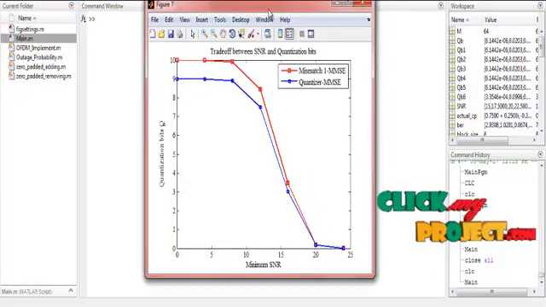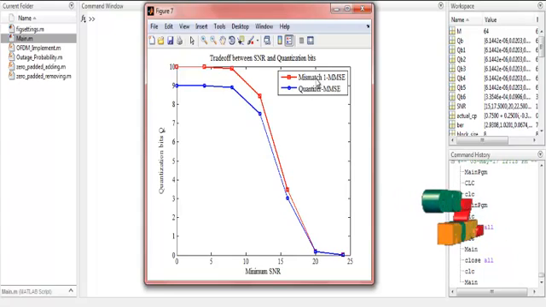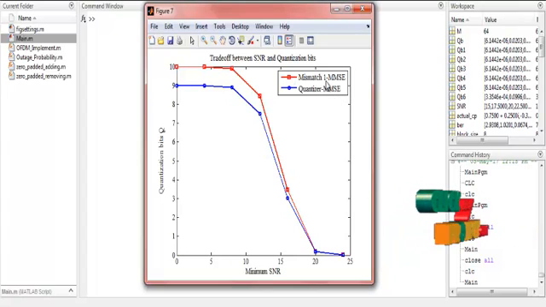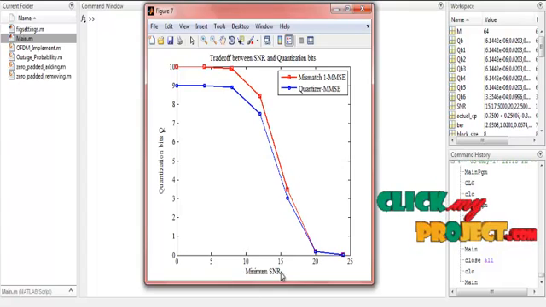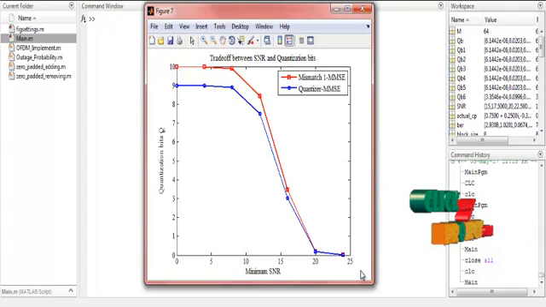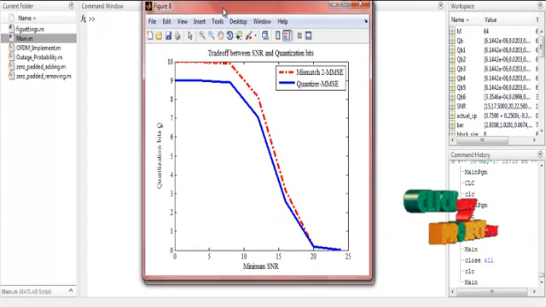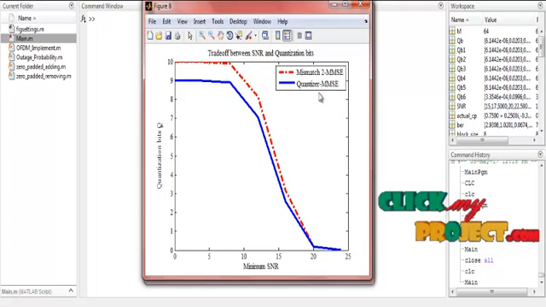The next figure is the trade-off between the SNR and quantization bits. This is mismatch 1 MMSE, that is minimum mean square error, and quantizer MMSE, that is also minimum mean square error. This is the red line and this is the blue line. The quantization bits QB are on one axis, and the minimum SNR ranges from 0 to 25. In the next figure, we have the trade-off between the SNR and quantization bits for mismatch 2 MMSE and quantizer MMSE of the process.